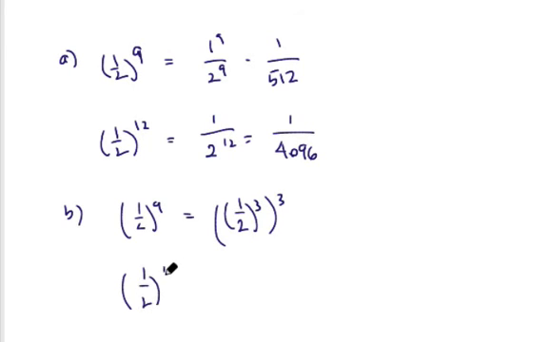And we can do a similar thing with 1 over 2 to the power of 12. So we could have 1 over 2 to the power of 3 to the power of 4. So if we multiply those together, we get 12, and so these are the same thing.